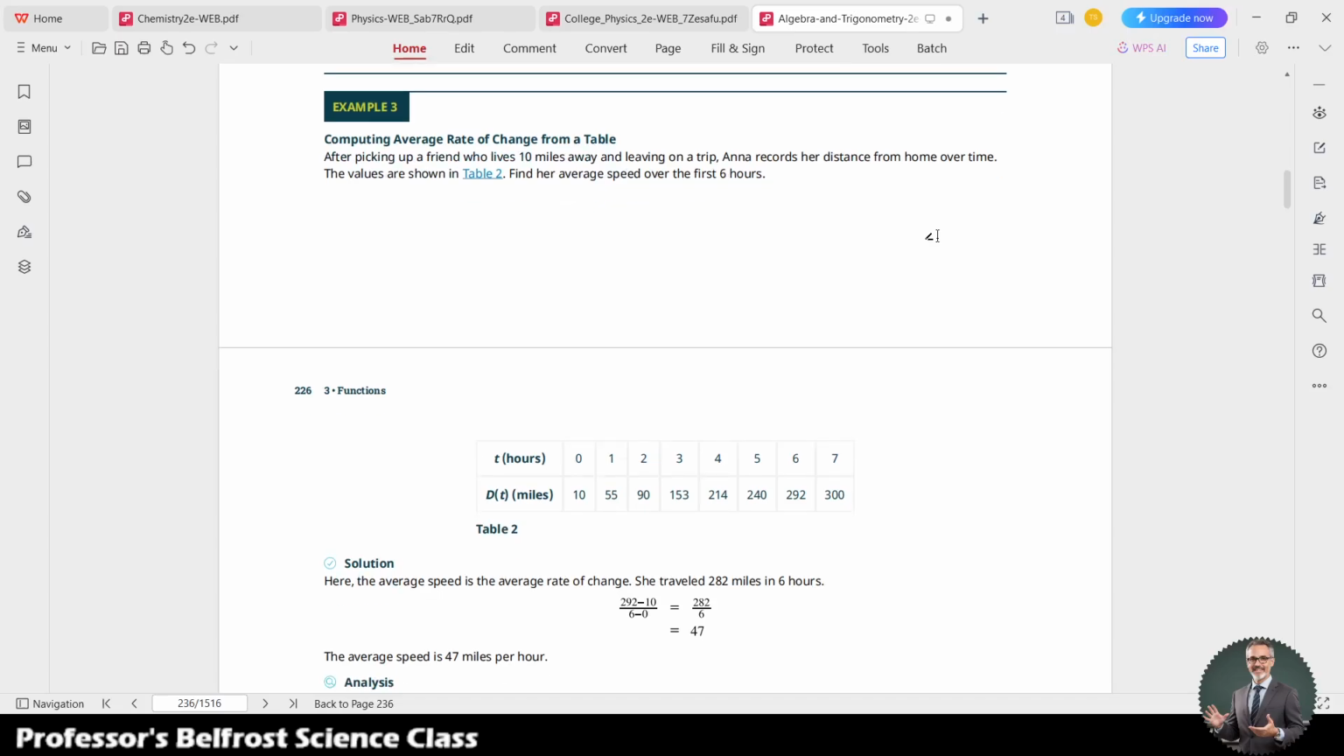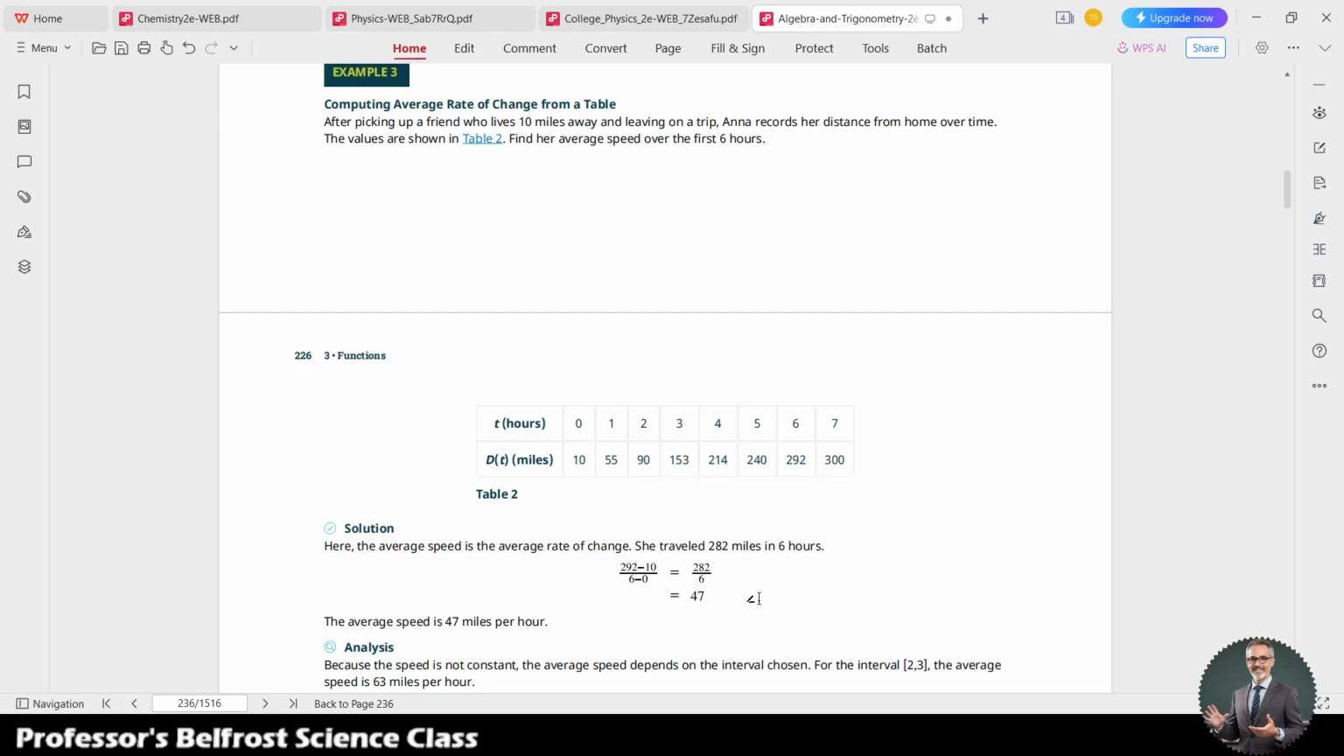Example 3. For the first 6 hours, 1, 2, 3, 4, 5, 6, start at 0, so 6 minus 0 is the change in input. So 292 minus 10 is 282, divided by 6 is 47.